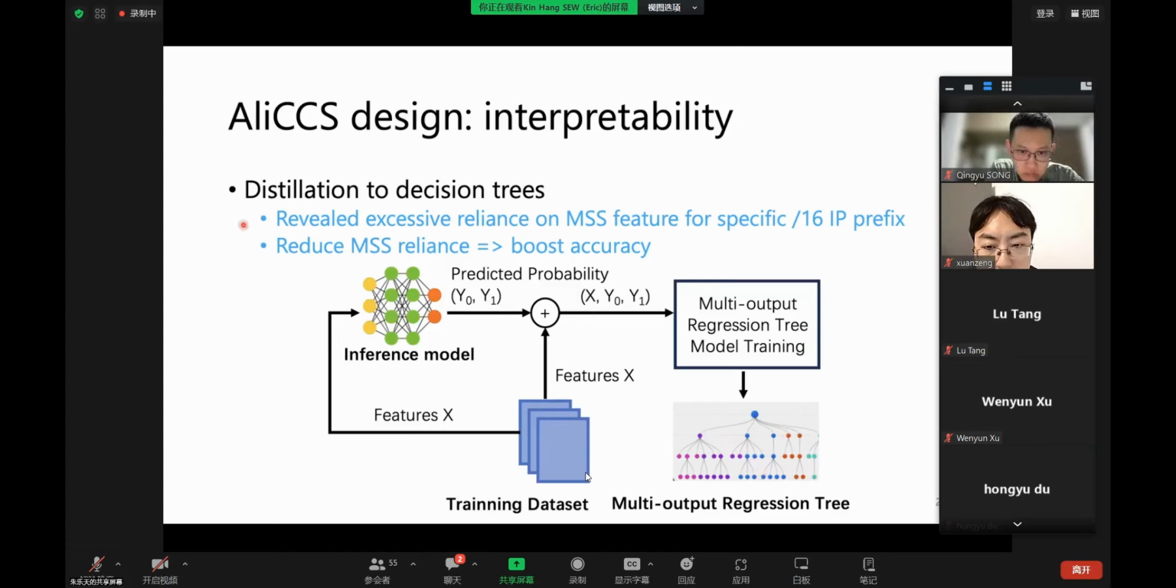For example, they found excessive reliance on the MSS feature for a specific /16 IP prefix. After this observation, the authors can reduce MSS reliance by using a wider range of features so that the final accuracy can be boosted. So this is the importance of having interpretability in RCCS.